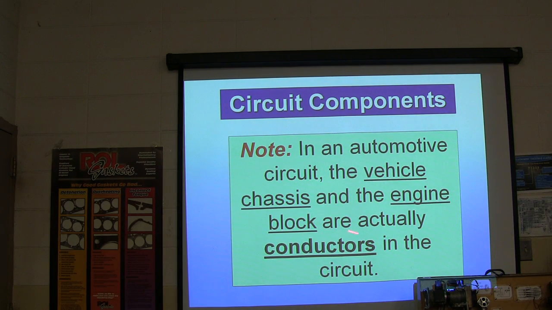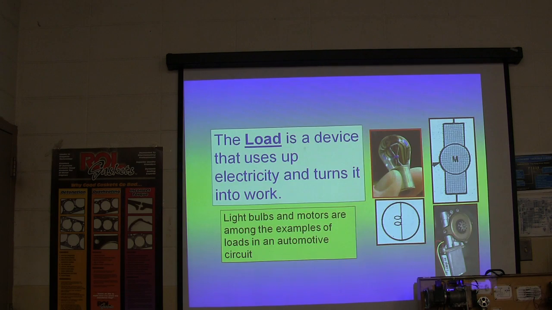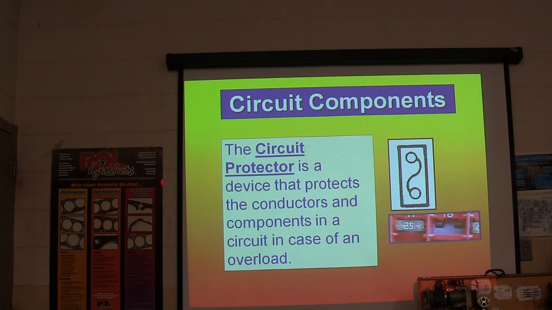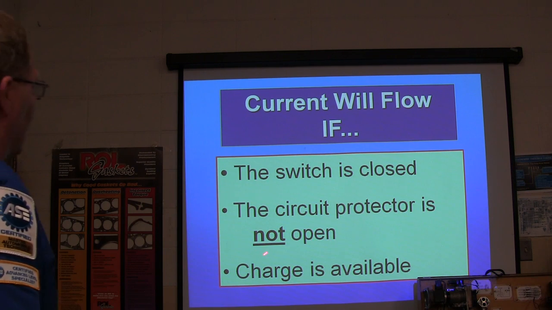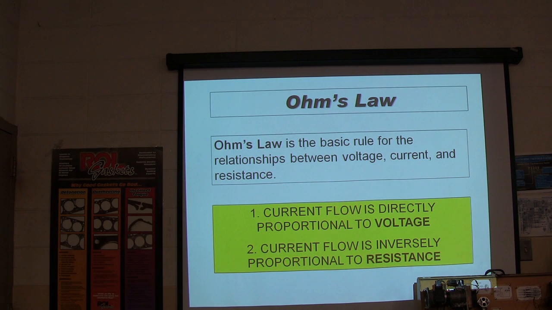In an automotive circuit, the vehicle chassis and the engine block are conductors in the circuit. Now, switches are necessary to turn the circuit on. There's your loads, motor, light bulb, whatever. Okay, we're moving pretty fast. The circuit protectors are the device that protects the conductors and components in case of an overload. There's your fuse. That's what a fuse looks like, sort of. There's different drawings for fuses, but that's the fuse. Current will flow if the switch is closed, the circuit protector is not open, and charge is available. In other words, charge being battery power, your electromotive force.